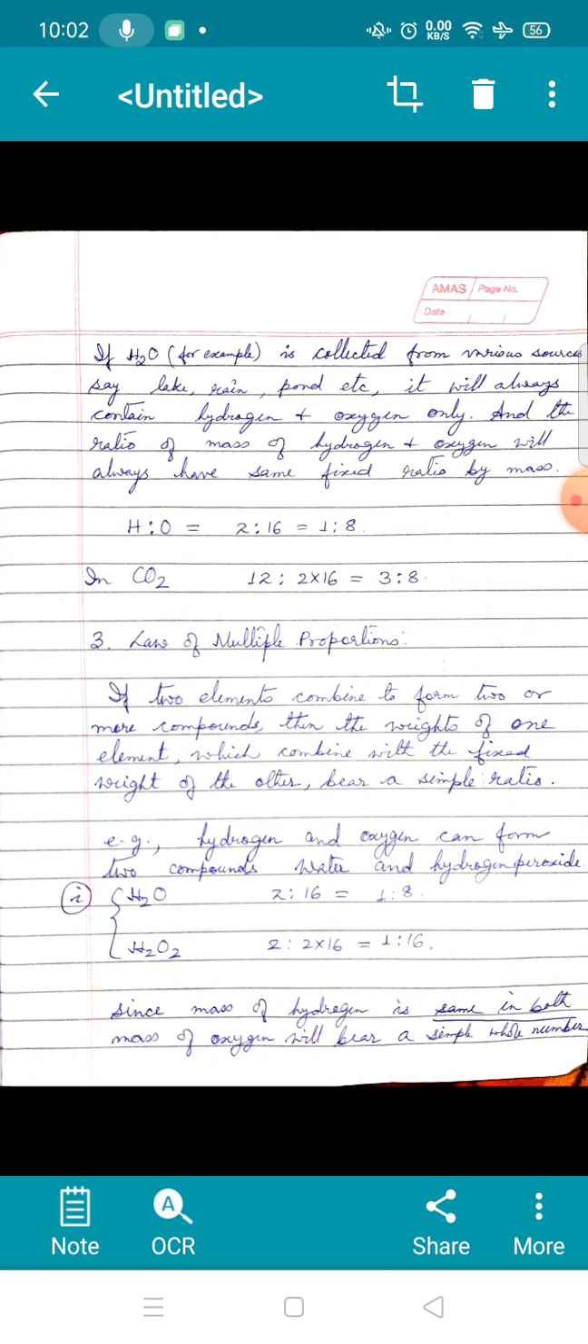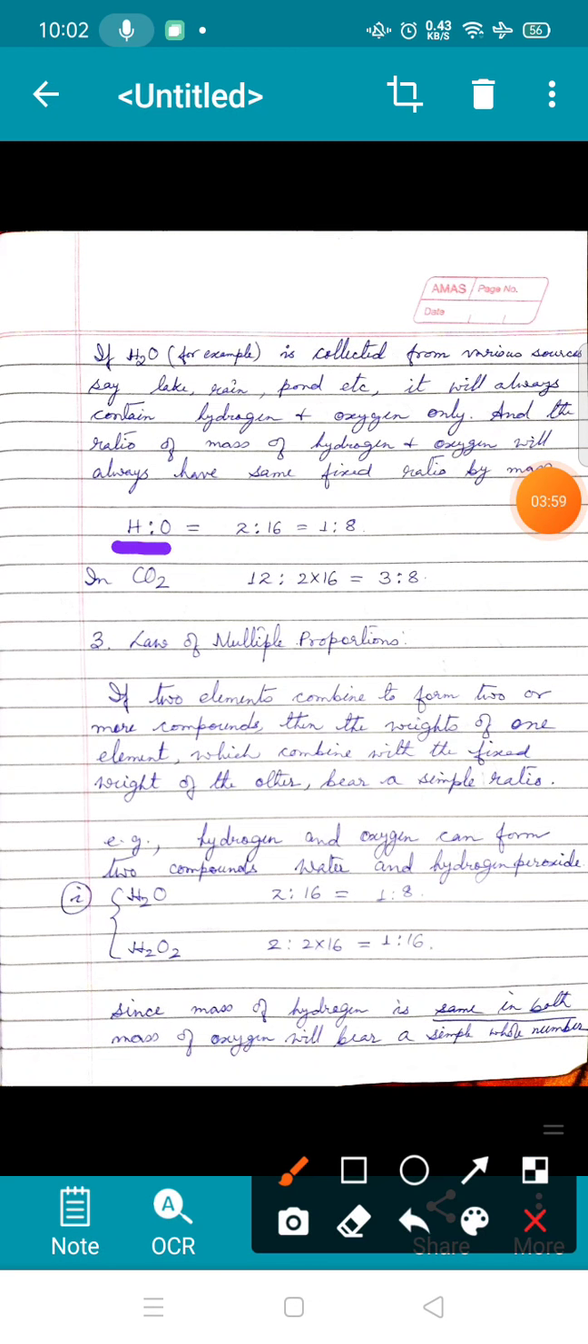If water is collected from various sources, say we collect from lake, rain, pond, wherever, it will always contain hydrogen and oxygen only. It will not have any other element. And the ratio of mass of hydrogen and oxygen will always have the same fixed ratio by mass. That you have to keep in mind, by mass. I have taken the example of water, which contains hydrogen and oxygen. Since the formula of water is H2O, 2 hydrogens mass will be 2, 1 oxygen mass will be 16. So the ratio of hydrogen and oxygen is coming to be 1:8.